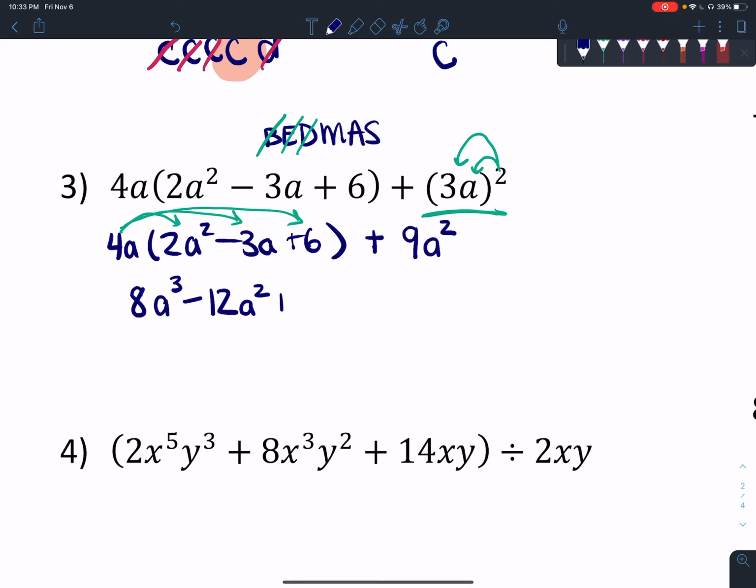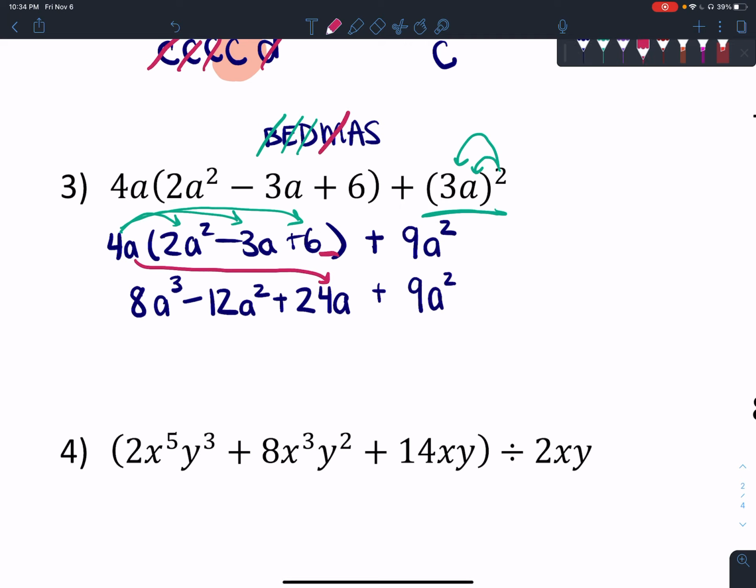Okay, so our next step, we're doing our 4a times 6. We're going to be getting positive 24. And then this is an important part, is that just because this 6 does not have a letter here, does not mean that we just leave this a forgotten. It does need to get carried down here. So you have to rewrite it and put in our a. And then plus our 9a squared. So now we've done our multiplication.